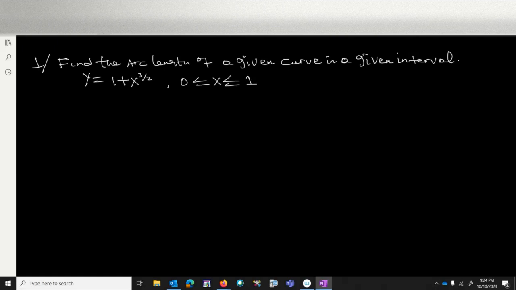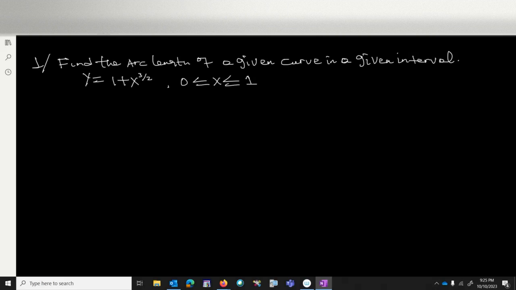Hello everyone. In today's video, I'm going to show you how to calculate arc lengths of a given curve in a given interval by solving two sample problems. Let's get started. The first question is: find the arc length of the given curve in the given interval. The curve is y equals 1 plus x to the power of 3 over 2, from 0 to 1, or 0 is less than or equal to x, x is less than or equal to 1.